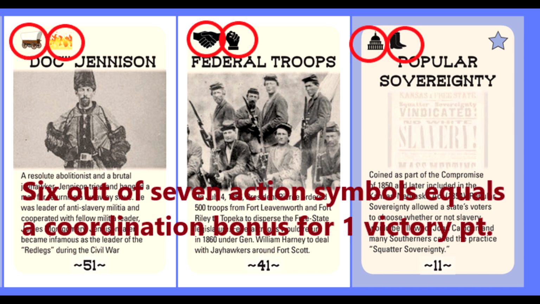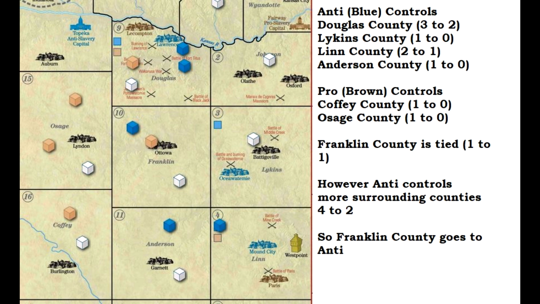Throughout the game, you're working to control counties, and the player who has more faction points than his opponent controls that county. Each county is worth 1 point in an overall county election. A faction town acts as a permanent faction point, while a faction capital provides 2 permanent faction points.